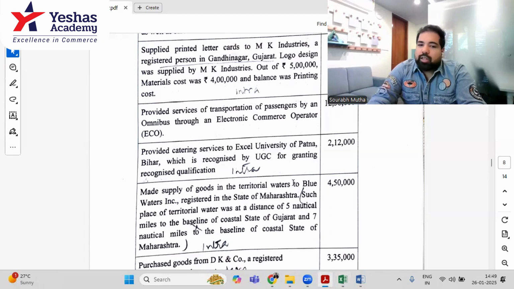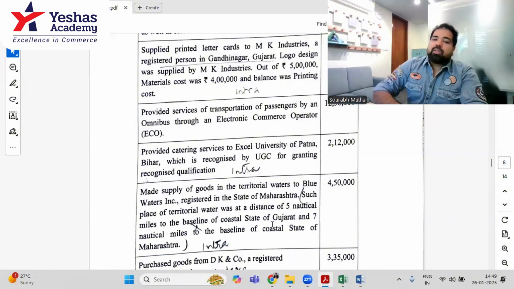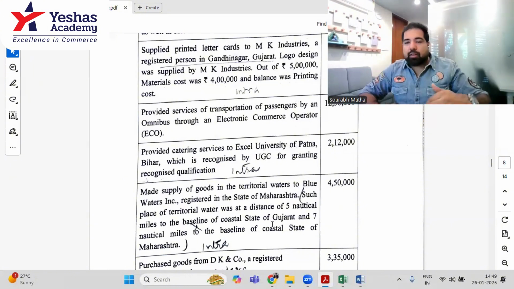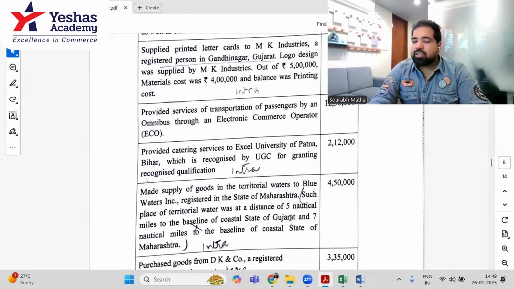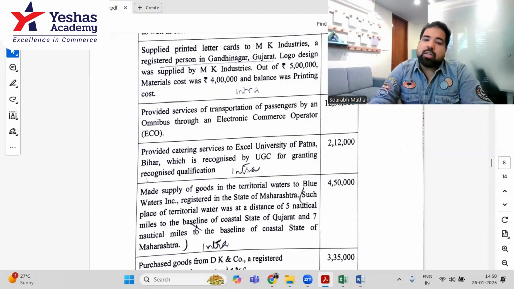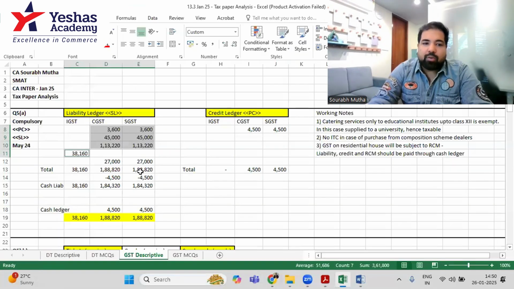Next, made supply of goods in the territorial waters to Blue Waters. So you're making supply of goods to someone in Maharashtra, but the supply was made closer to the state of Gujarat, 5 miles from Gujarat. So this is basically in the territorial waters. This is something that was not discussed, but this is logical. At 5 miles from the baseline of Gujarat, this is totally unpredictable actually. So this is again something that is intrastate. So on 4,50,000, there will be GST of 27,000 and 27,000.